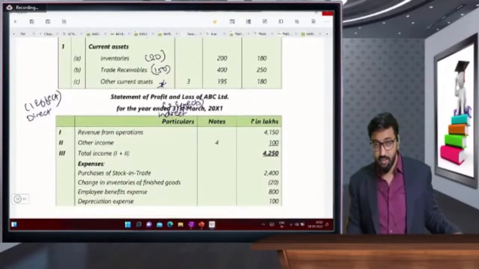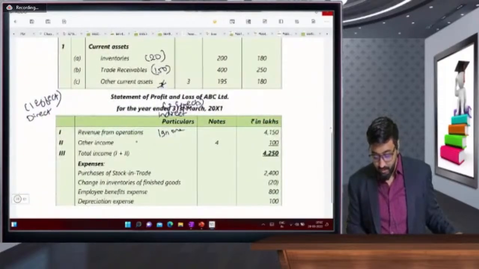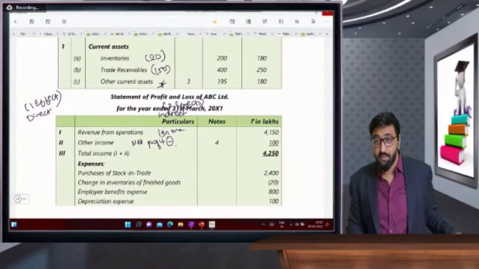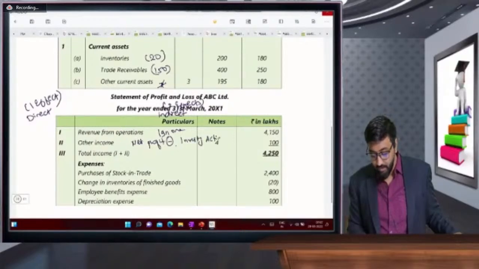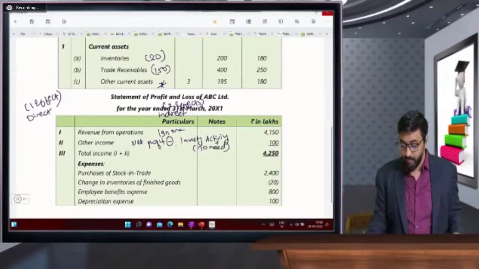Revenue from operations is to be ignored. Other income, let's see what is other income. Interest and dividend received. So there are two effects. In net profit, we are going to less it, because this is non-operating income. So every time you can tell yourself why we have deducted this: because this is non-operating income, sir. And where is the second effect? The second effect is in investing activity, but we will not prepare this investing activity. So here no need to prepare investing activity.